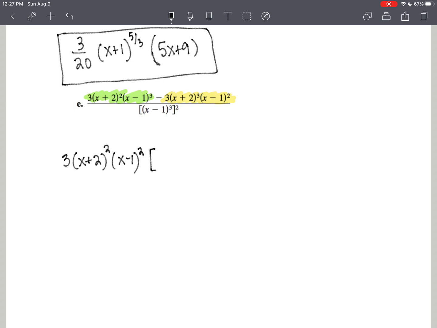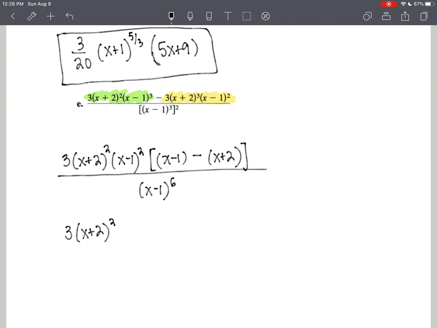Then in brackets, that's going to leave me with an x minus 1 minus, the 3's cancel. The x plus 2 to the first power is not going to be gone. That's going to be left behind. X minus 1's cancel. And then I'm going to have x minus 1. 3 times 2 is 6. So we've got 3 times x plus 2 quantity squared times x minus 1 squared. And then here, x minus x cancels out. Negative 1 minus 2 is negative 3.